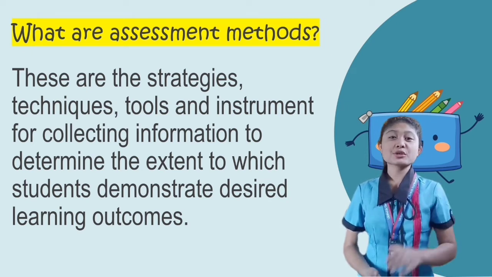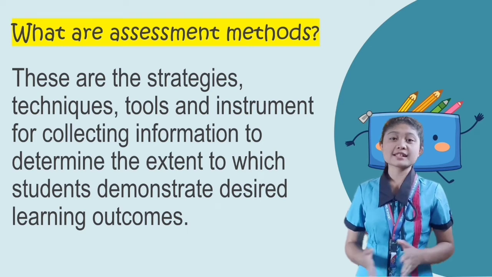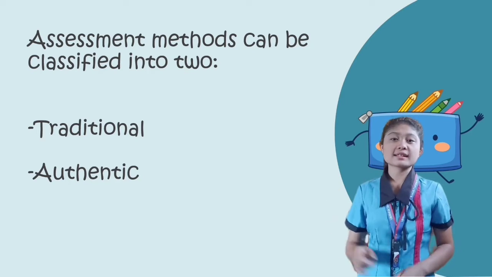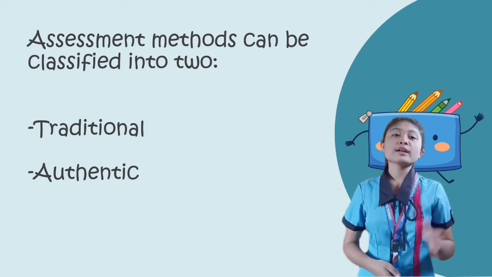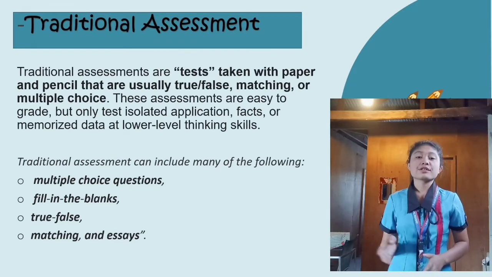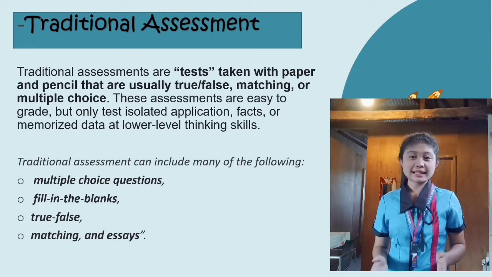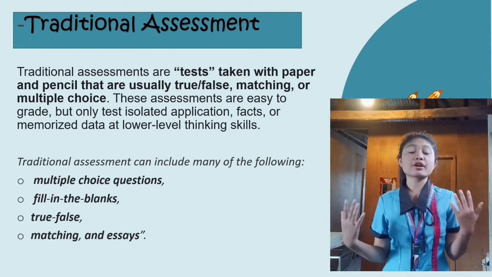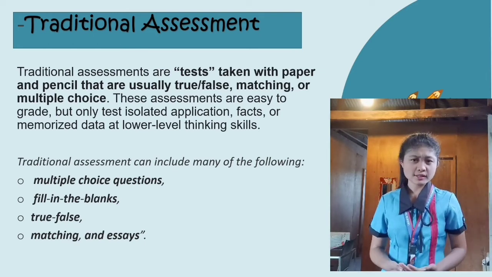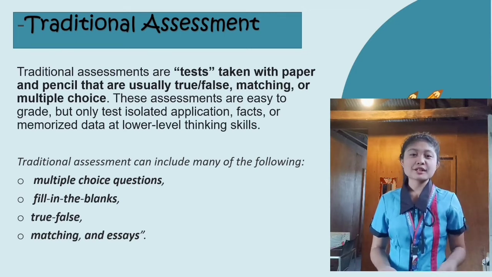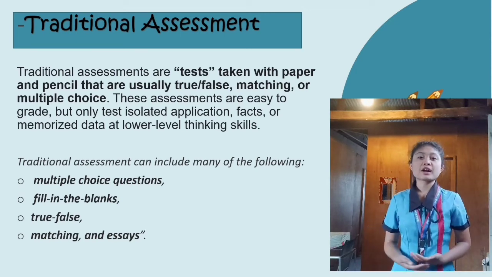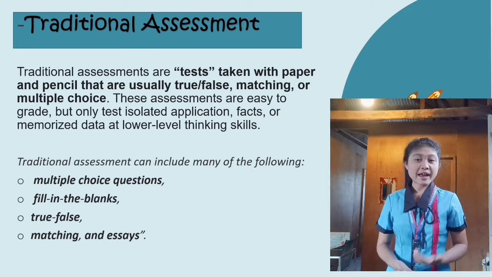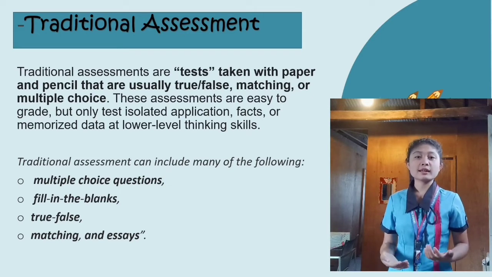There are two classifications of assessment methods: traditional assessment and authentic assessment. So, what are those two? When we say traditional assessment, these are mostly tests taken with paper and pencil. These are usually true or false, matching, or multiple choice. This assessment is easy to grade, but only tests isolated applications, facts, memorized data, or lower level thinking skills for the students.